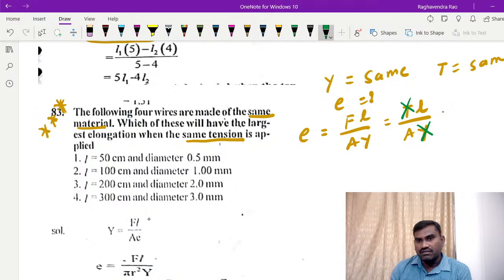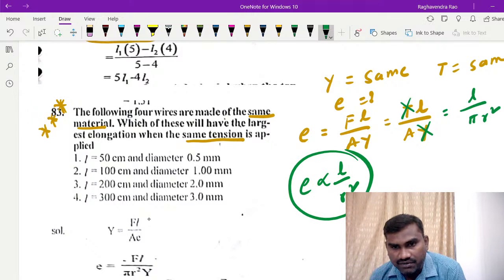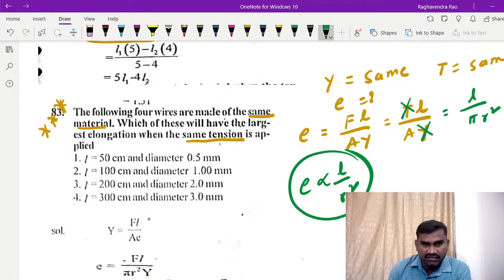Now we can take this as equal to L by pi R square. That means elongation is proportional to L by R square. So the diameter is given, and half of the diameter is nothing but the radius. So for each option we need to find the value of L by R square. L is 50 centimeter, the diameter is 0.5, so the radius is 0.25 mm, whole square. So for every option we need to find the value of L by R square.